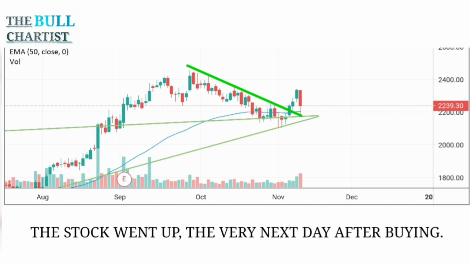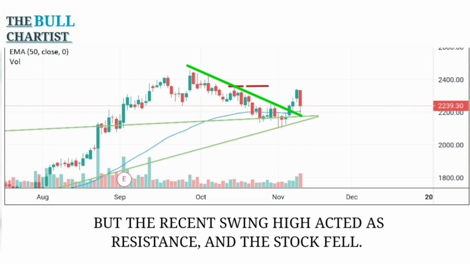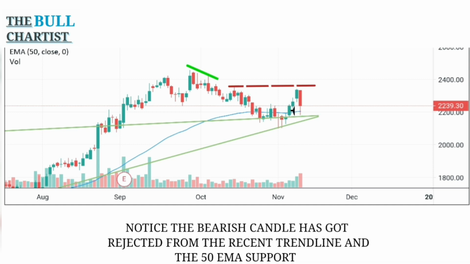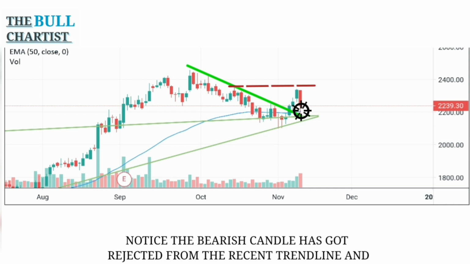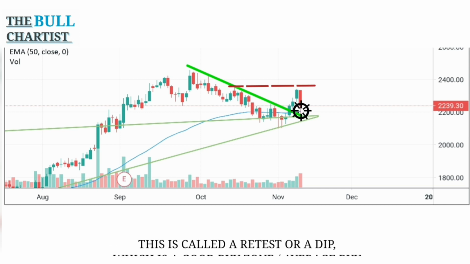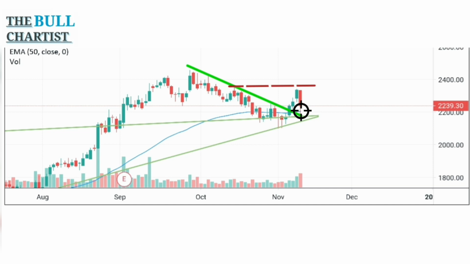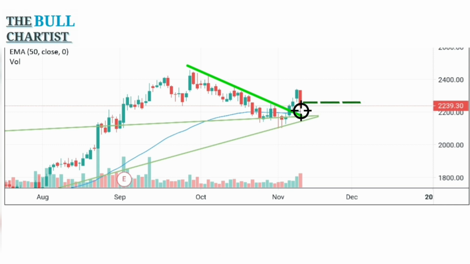The stock went up the very next day after buying, but the recent swing high acted as a resistance and the stock fell. Notice the bearish candle has got rejected from the recent trend line and the 50 ms support. This is called a retest or a dip, which is a very good buy zone or the place to average with more quantity. The line shows the average buy price from which we are going to measure the profit.